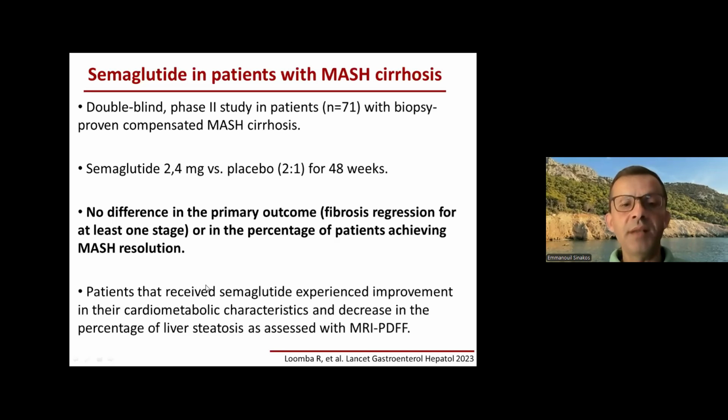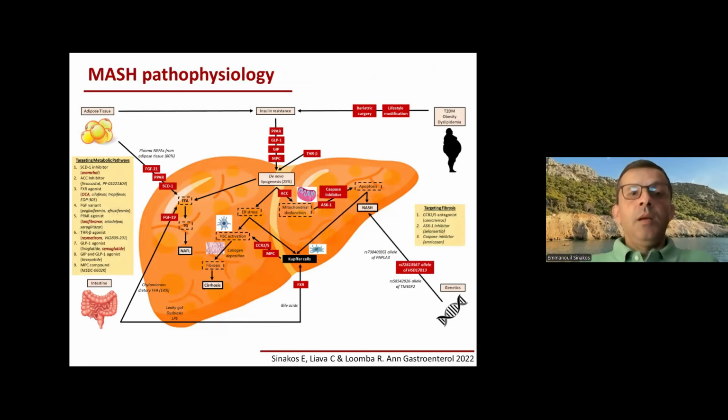However, patients that received semaglutide experienced improvement in their cardiometabolic characteristics and a decrease in the percentage of liver steatosis as assessed with MRI-PDFF. So it's clear from all the studies of this drug that patients have cardiometabolic benefit. It remains to be shown if semaglutide actually has some benefit in fibrosis as well. But as Mrs. Theopharidou already stated many times, and as I stated as well, MASLD is a disease with a very complex pathophysiology.